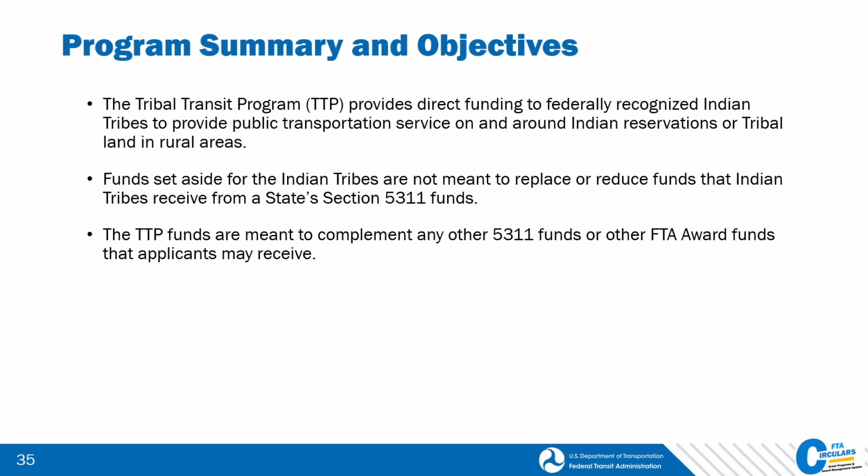Program Summary and Objectives. The Tribal Transit Program provides direct funding to federally recognized Indian tribes for the purpose of providing public transportation services on and around Indian reservations or tribal lands in rural areas with a population of less than 50,000. Funds set aside for tribes are not meant to replace or reduce funds that a tribe receives from a state's Section 5311 allocation or as a subrecipient of the 5311 funding from the state. TTP funds are meant to complement 5311 funds or other FTA funds that a tribe may receive.